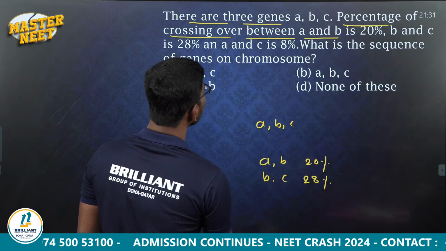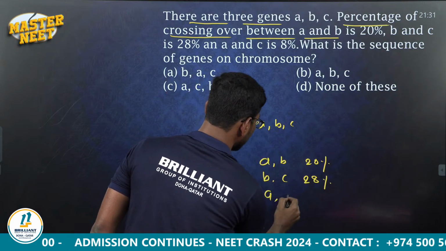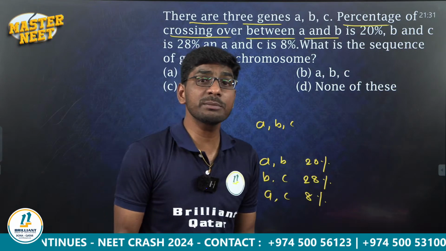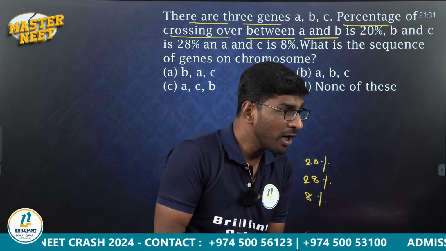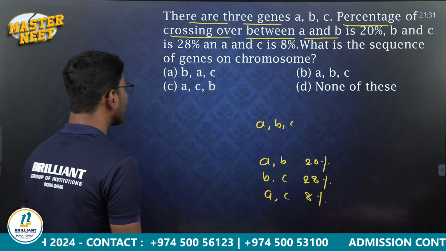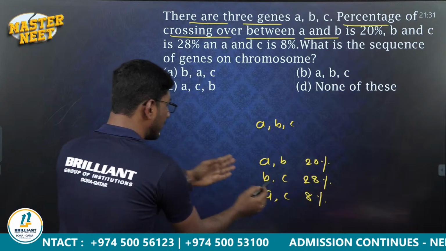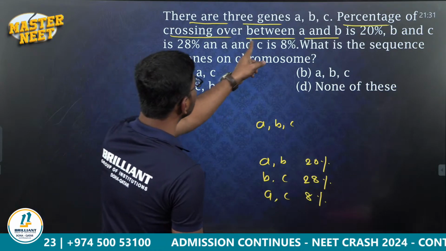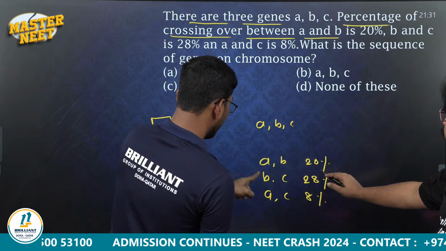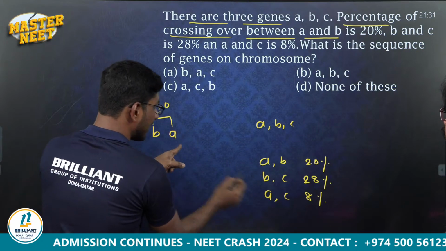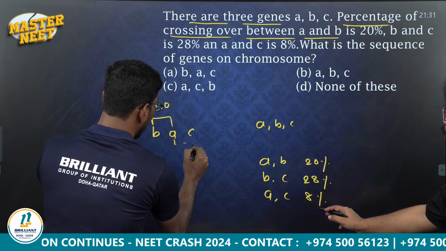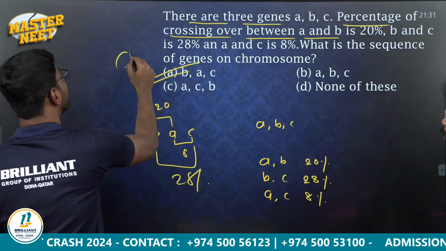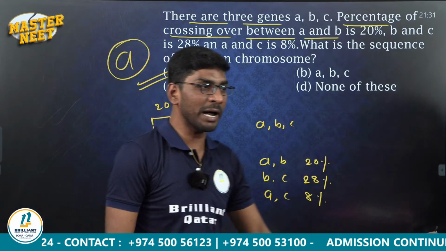28%. Next, AC, right? AC is 8%. Which genes are linked? Which genes are close? Good, very good. So what is AB? Between these two, how much is it? AB is 20%, which is given, AC is 8%, and BC is 28%. So the answer is Option A. Am I correct?